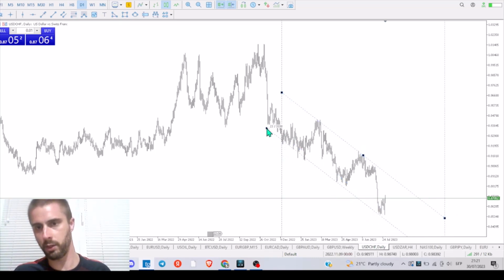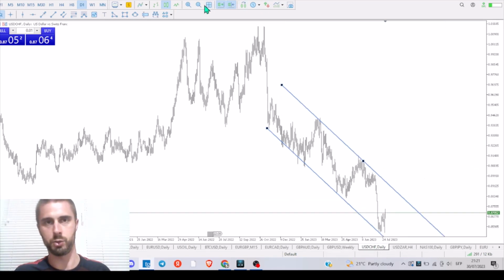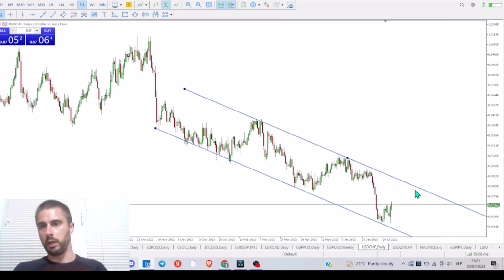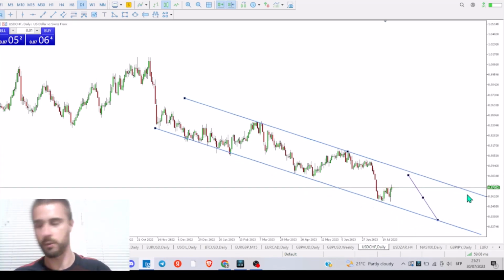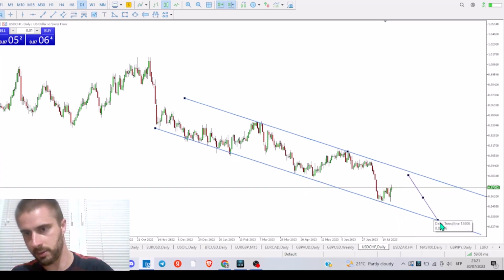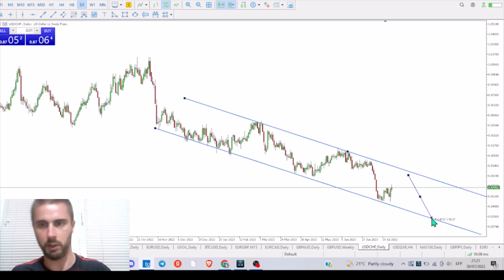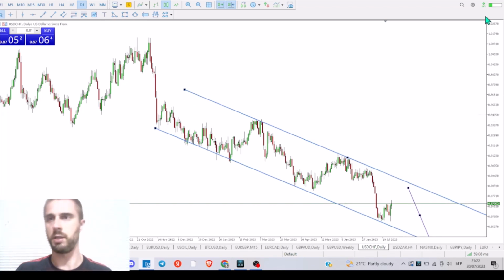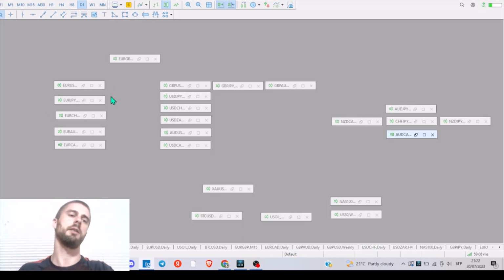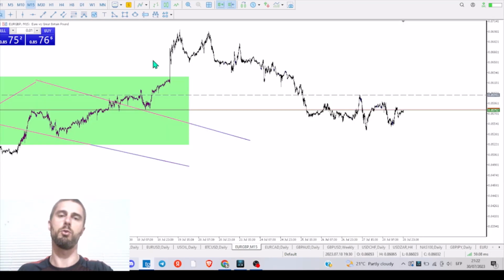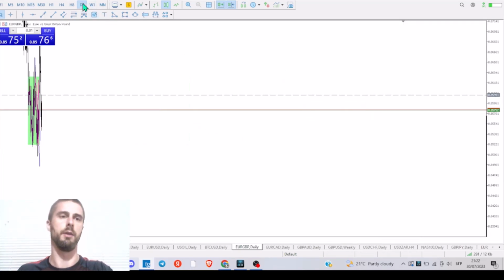Okay, so the rules for trading these channels are pretty simple. You just wait for the price to hit the trend line, you start selling, and the price continues going down. So the first target, if price starts selling from here, should be the previous lows, so this support right here, and the second target should be a touch of this trending channel. That's it for this pair, and let's see something else, something interesting, maybe Euro GBP.